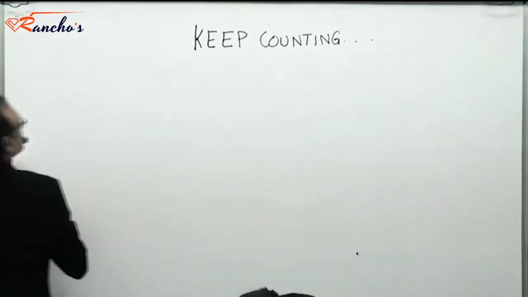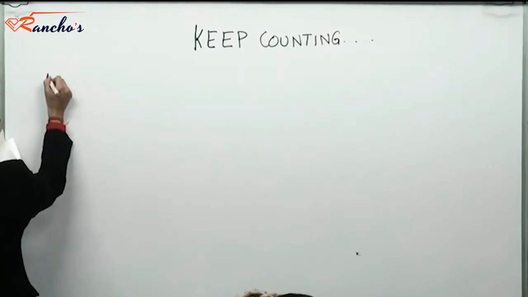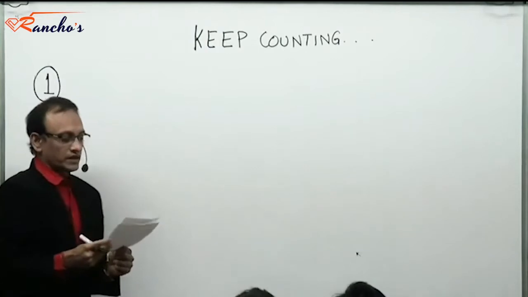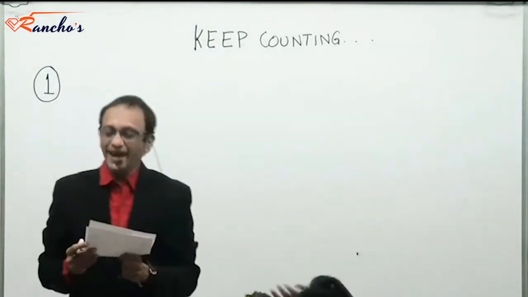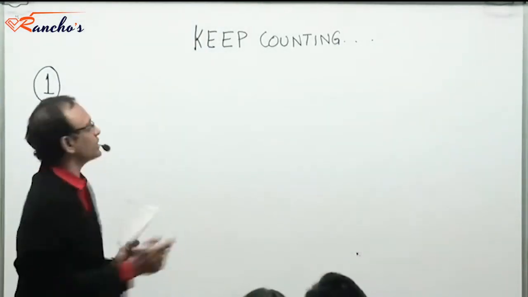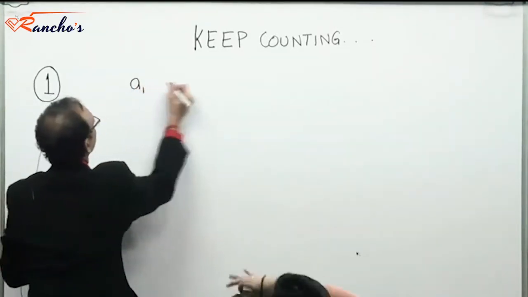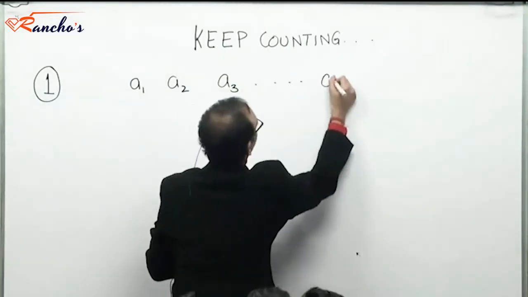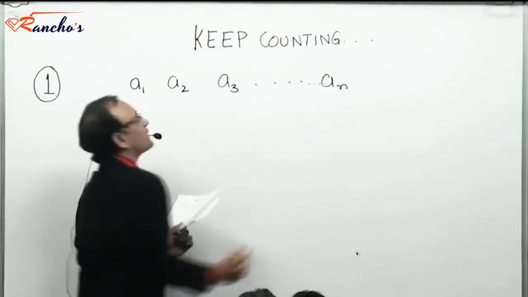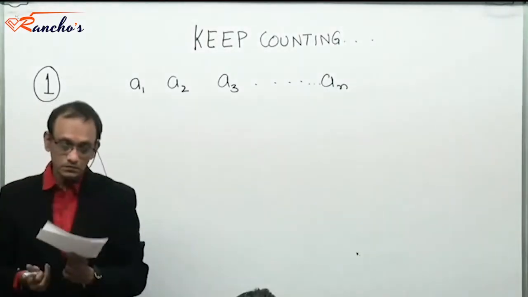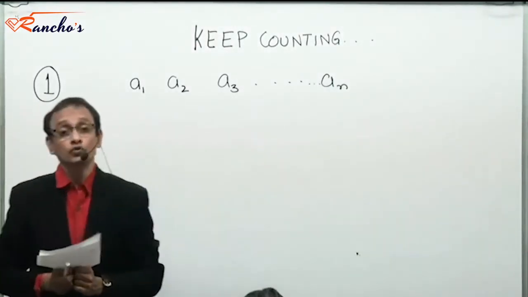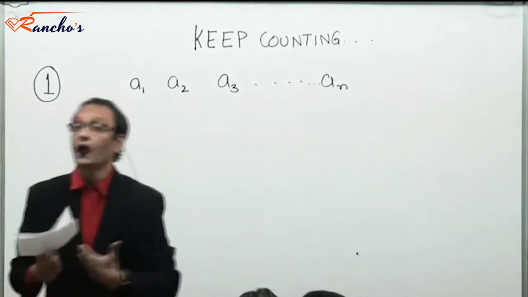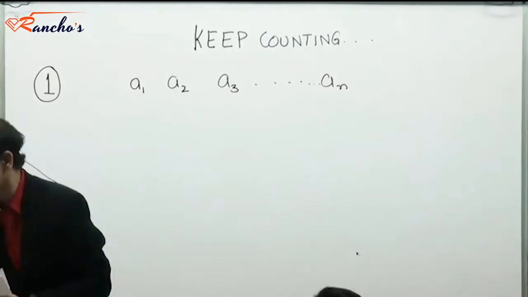Now, the first problem of the sheet is about n-digit natural numbers. A1, A2, A3, An. These are n-digit natural numbers. And we want no two consecutive digits to be the same. How many such natural numbers exist?